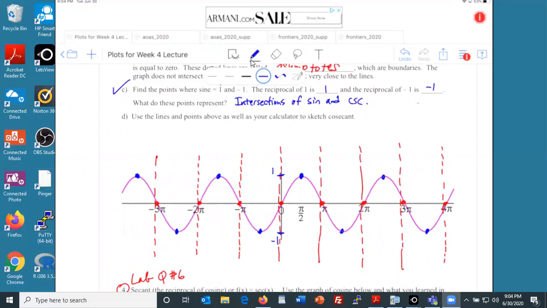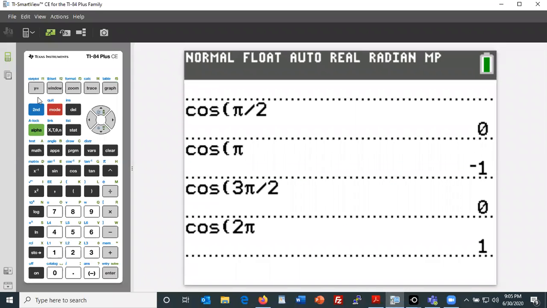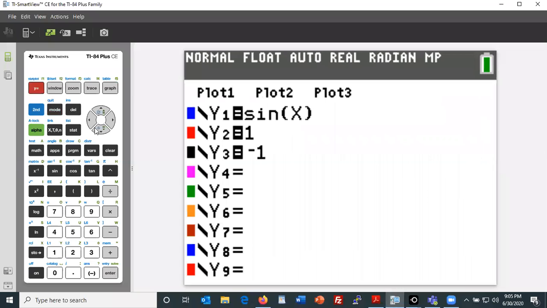Now part D: use the lines and the points on the graph here, as well as your calculator, to sketch the cosecant. Why do we need the calculator? We have to see what the curves look like. So let's do this. First, I'm going to draw sine of x. Delete these 1s. And then I'm going to draw cosecant, which is 1 over sine. So to get the cosecant in here, I do 1 divided by sine of x.